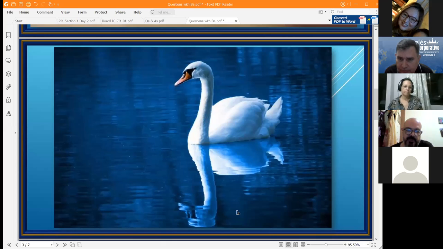Where is the swan? Say, it's in a pond. Okay. What other question can you ask?